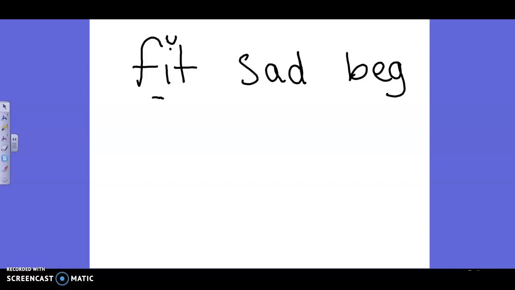Okay, let's code this one. What word is this? Does it have a vowel in it? Yeah, every word has a vowel. Is that vowel followed by a consonant? Yes. So how should I code this? With a breve. How about this one? Is this vowel followed by a consonant? Yes. So this would be a breve. Now let's read it. Bag.